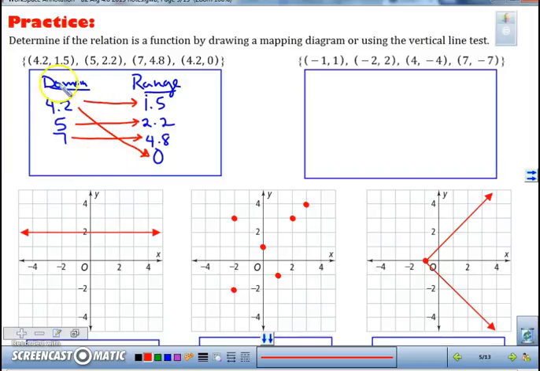So since 4.2 in our domain goes to 2 ranges, this one is not a function, if we are looking at that. Not a function. Why? Because 4.2 has both 1.5 and 0. So at 4.2, I would have the point 1.5, and I'd also have the point 0, and it would not pass the vertical line test.